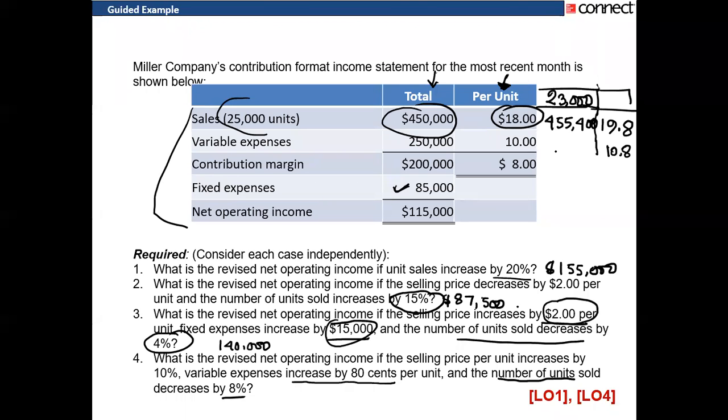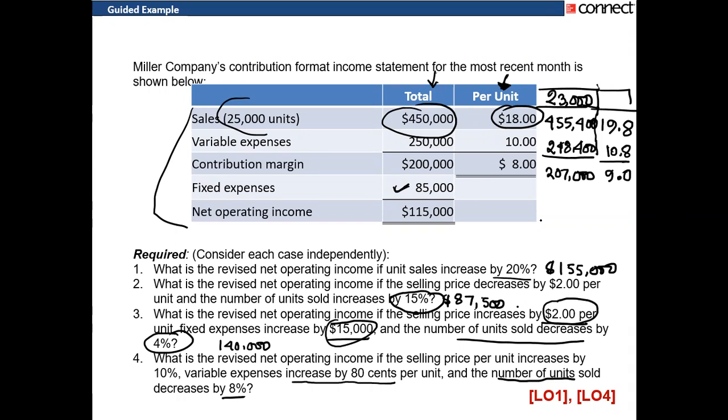And what will be the total variable expenses now? 248,400. Okay. So what will be the contribution margin? The difference between this and this, $207,000 contribution margin. And in terms of per unit, it is to be 9.